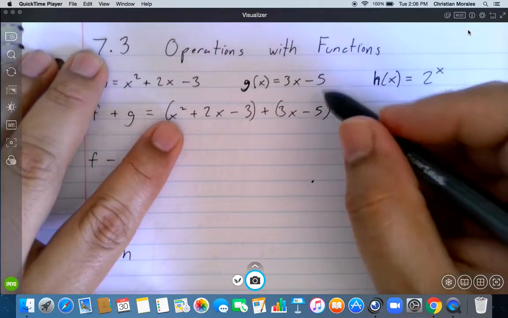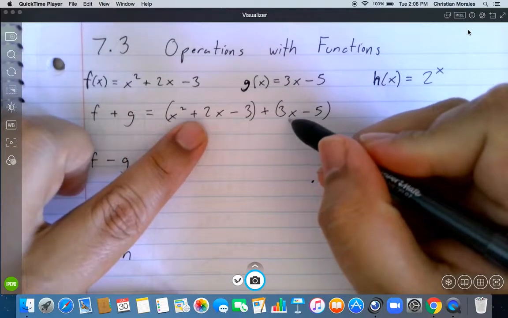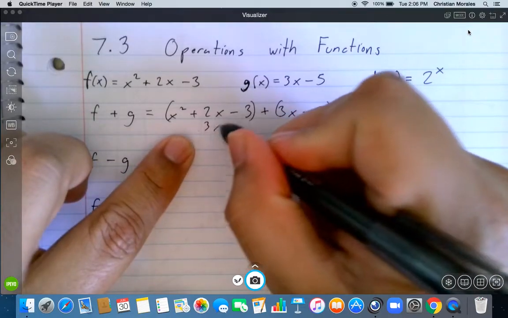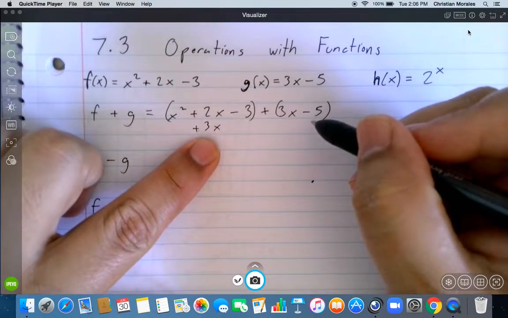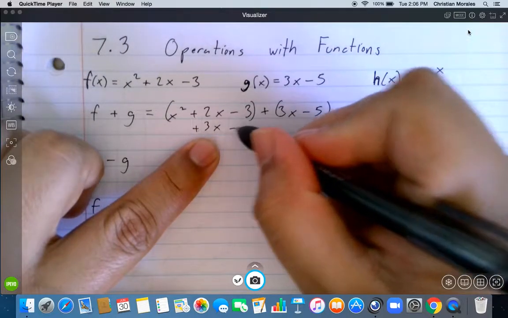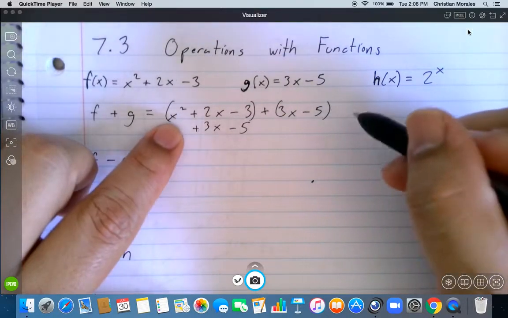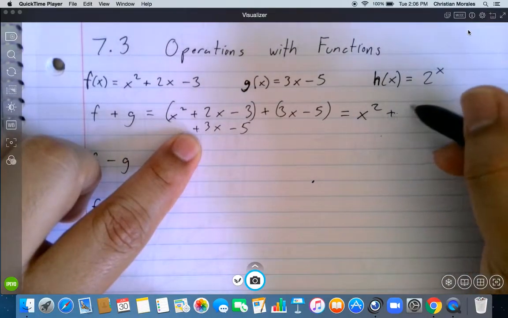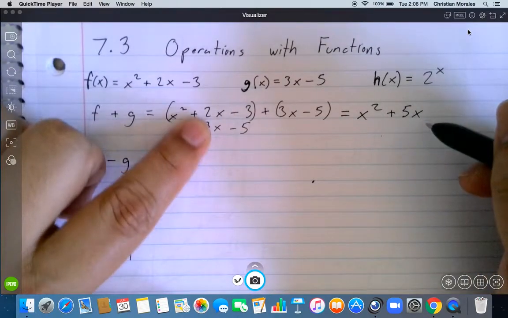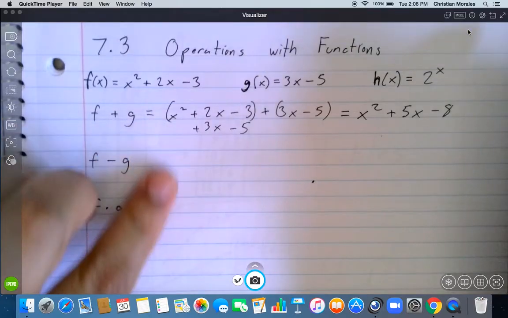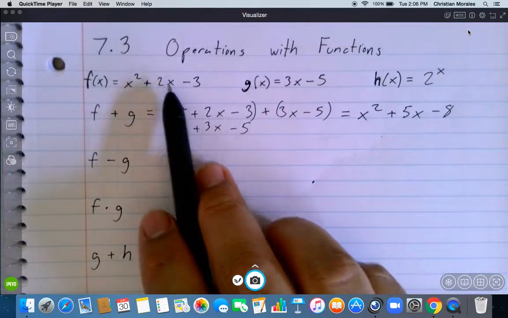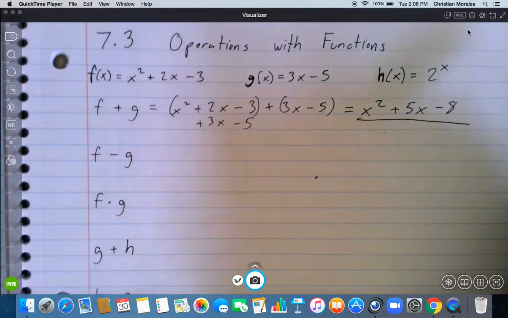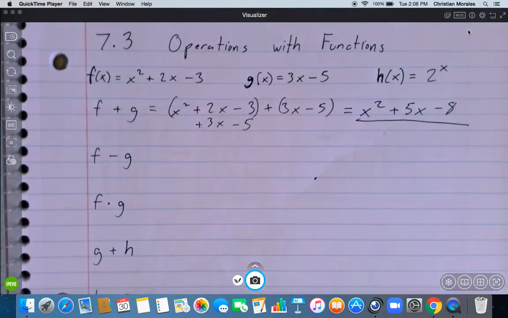For example, when we did these before, I would tell you to stack them. So what term matches with the x here? 2 and 3. So I would put 3 and 2 together. What about the 5 with the negative 3? There is no x squared, so your answer stays an x squared. But now you have 5x, and the x's don't change because you're combining like terms, minus 8. So you took a linear and a quadratic, and you end up with a quadratic. And this is the new function right here. So you're just basically combining like terms.